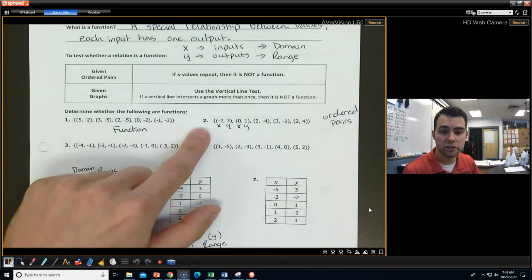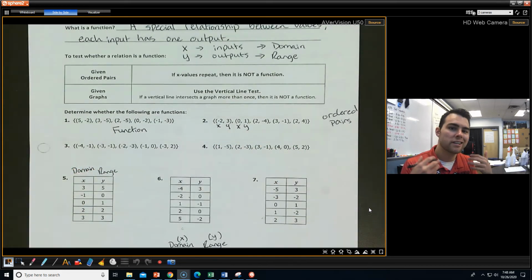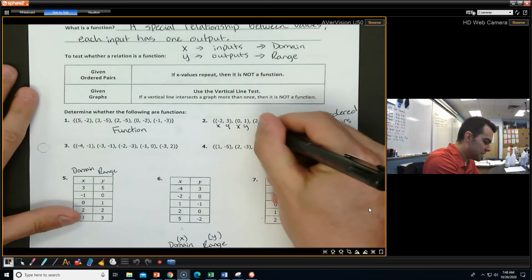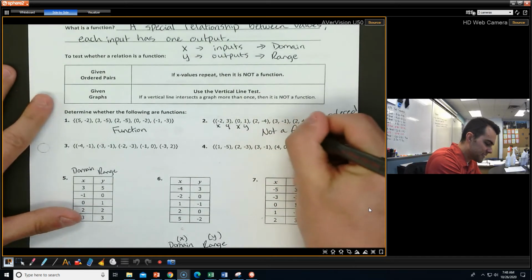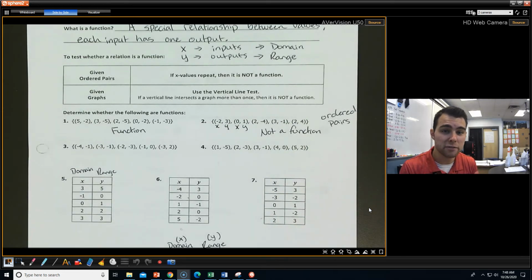If we're looking at number 2, are they going to repeat? Negative 2, 0, 2, 3, 2. They do repeat. This is not a function. And for right now, that's all I care about, is we can determine if it's a function or not a function. Okay? So I'd like you to try 3 and 4 on your own, see what you guys come up with, and go. All right, we're back.